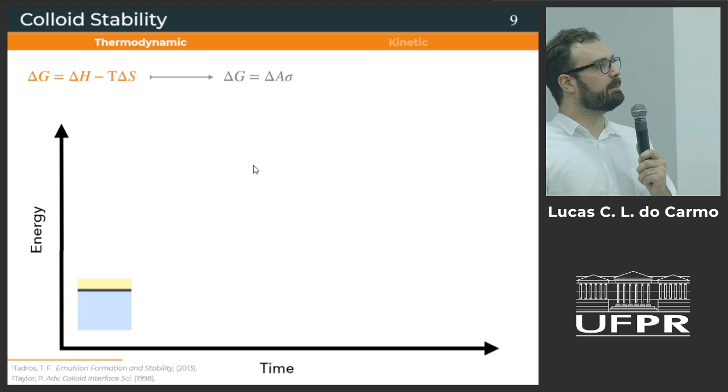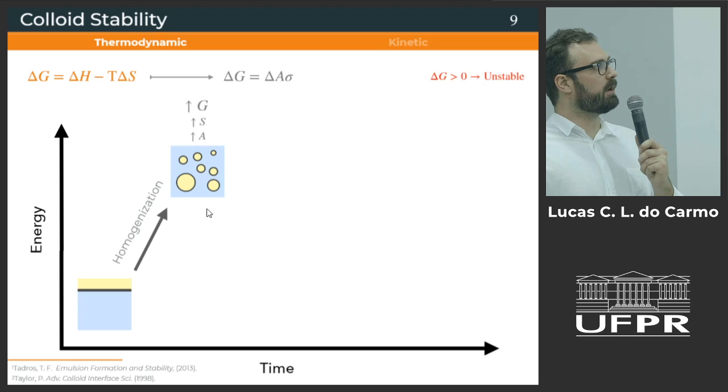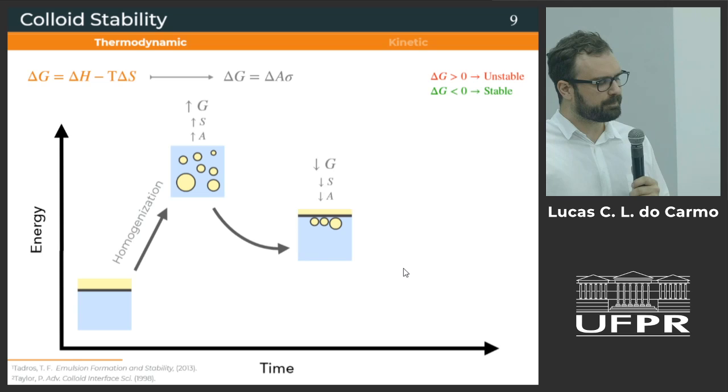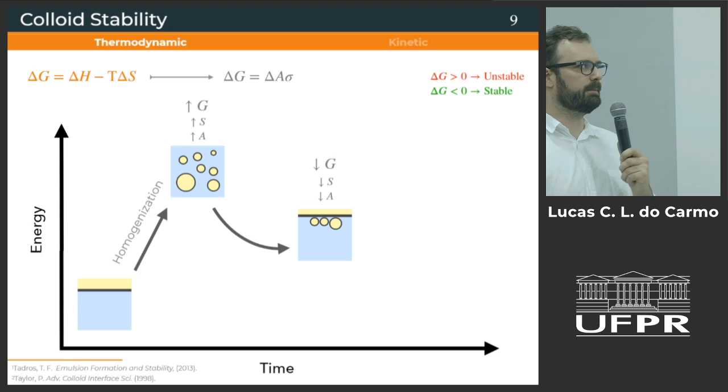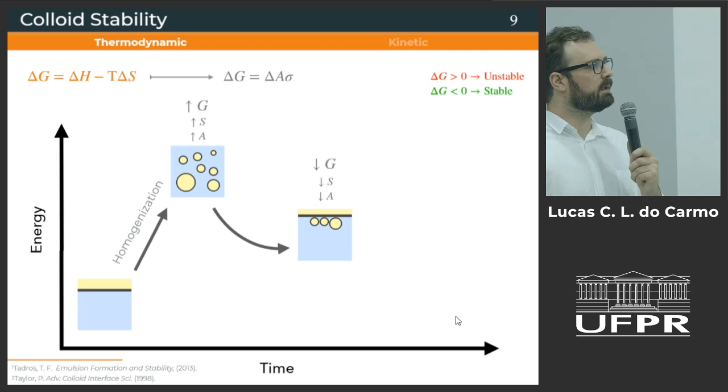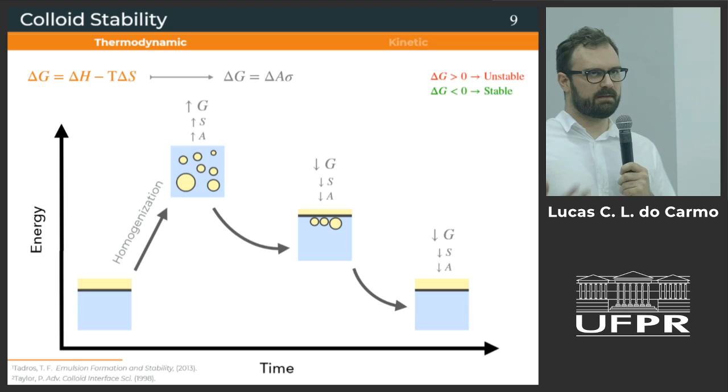So in this case, when you're adding energy to the system, we form droplets, and the Gibbs free energy increases, the surface area increases, and the entropy increases as well, but it's negligible in this case. So as time goes by, we see that the tendency of the system is to decrease the free energy. And this happens by coalescence, aggregation and flocculation. And finally, the result is that we have the two different phases separated all over again.